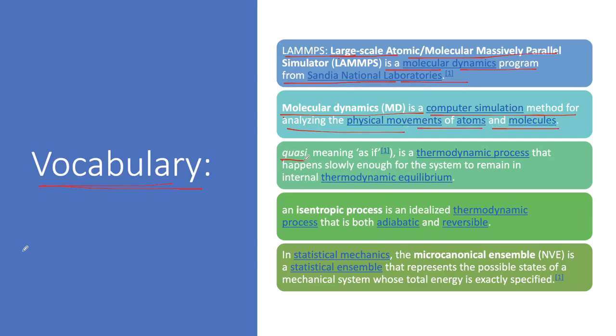Then we're going to quasi. It's a thermodynamic process that happens slowly enough for a system to remain in internal thermodynamic equilibrium. And then isentropic is an idealized thermodynamic process that is both adiabatic and reversible. And finally, in statistical mechanics, the microcanonical ensemble is a statistical ensemble that represents the possible states of a mechanical system whose total energy is exactly specified.